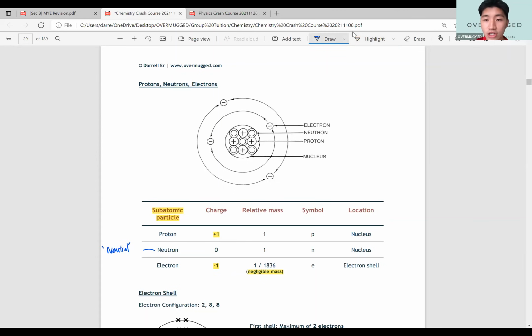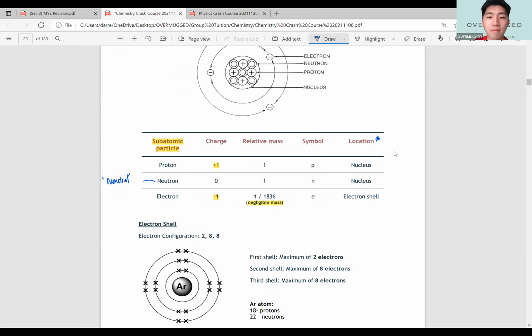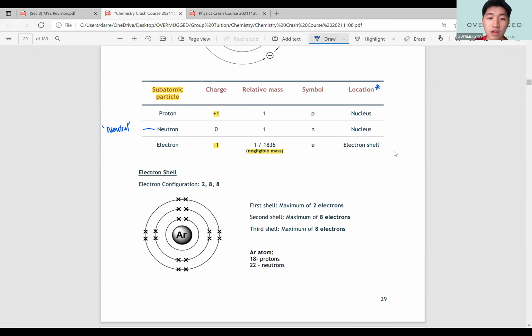Now, the location, this is a very important thing you want to be looking out for. You can put an asterisk or you can flip to your notes and make sure you're aware of this. Your protons and neutrons are found in the nucleus. Meanwhile, your electrons are found on the electron shells. Now, why is this important? I'll quickly browse through the part on electronic configuration, okay? So your electrons, hopefully by now, you know that the arrangement is 2, 8, 8.